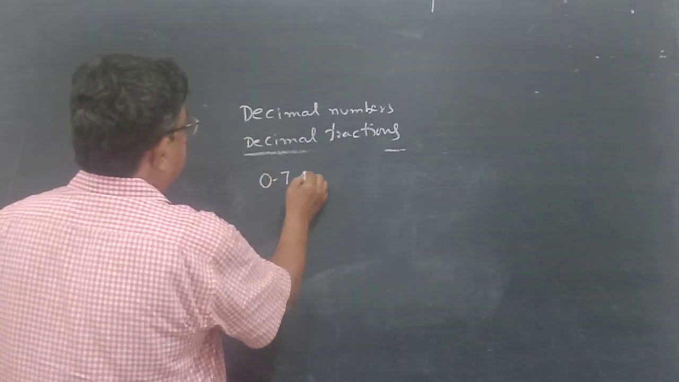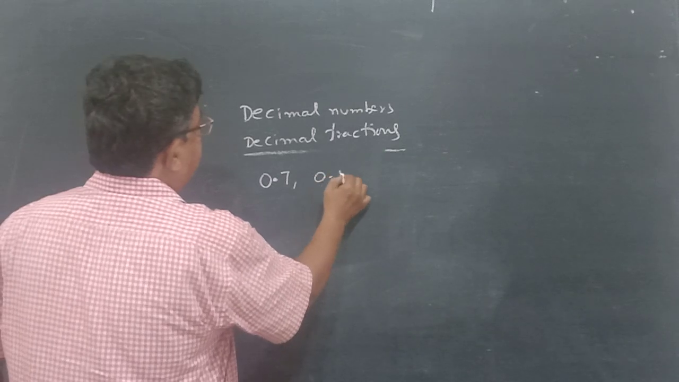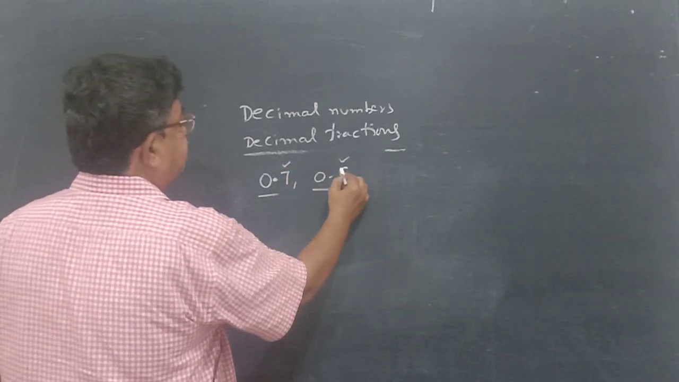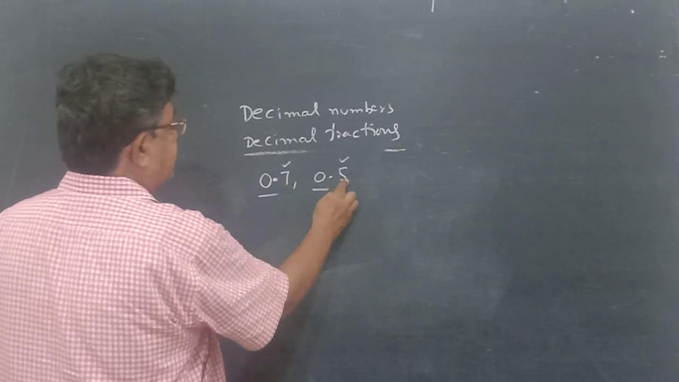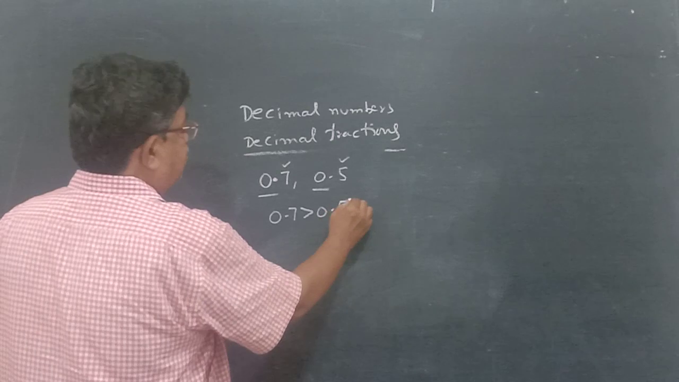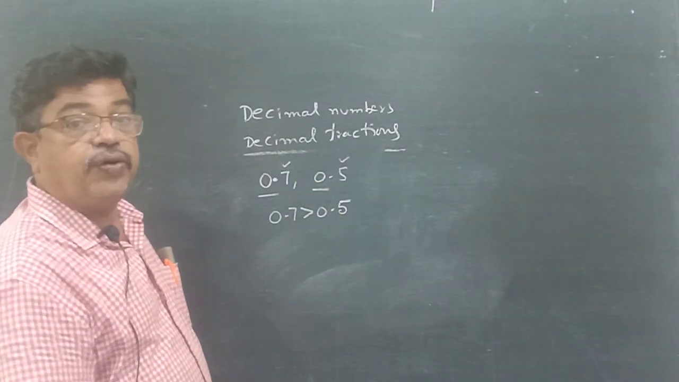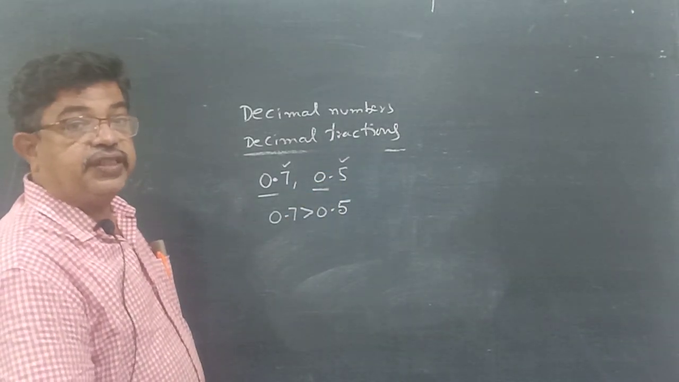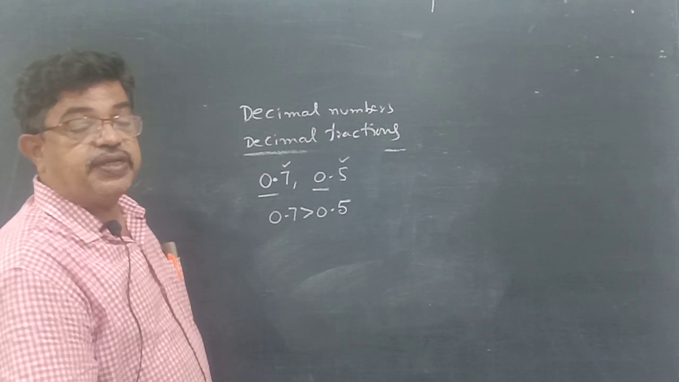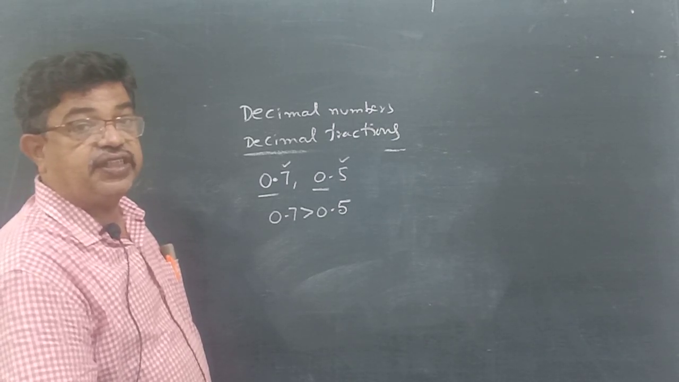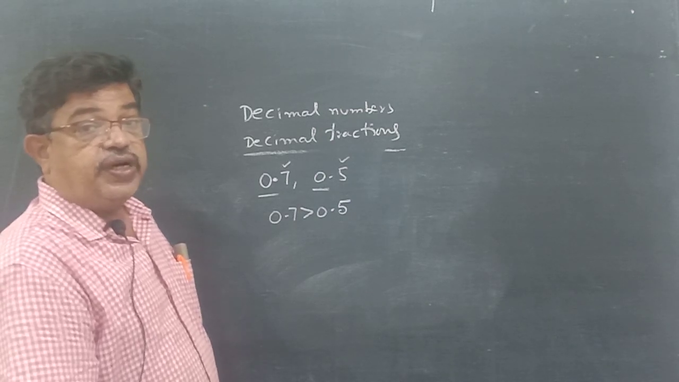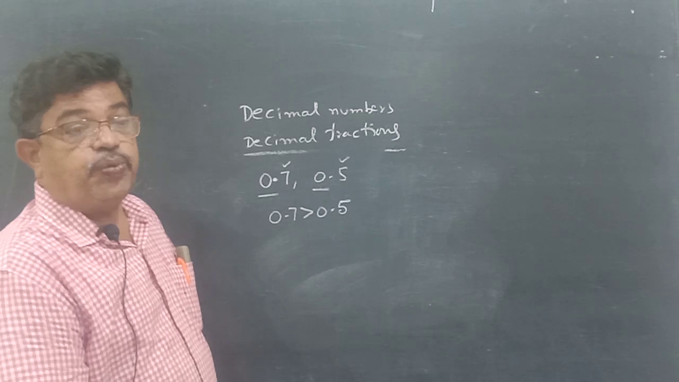0.7 comma 0.5. Whole part is same. First decimal is 7 and first decimal is 5. So as 7 is greater than 5, you can say 0.7 is greater than 0.5. Any doubt here? Whole part is same. Compare the first decimal place. In the first one, the first decimal place is 7 and in the second one, the first decimal place is 5. As 7 is greater than 5, 0.7 is greater than 0.5.